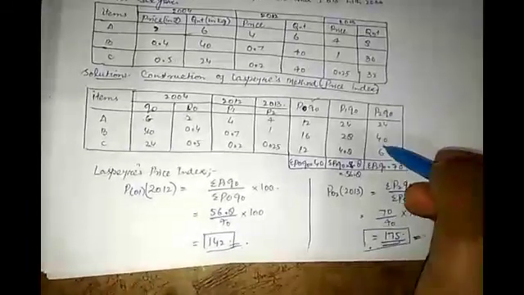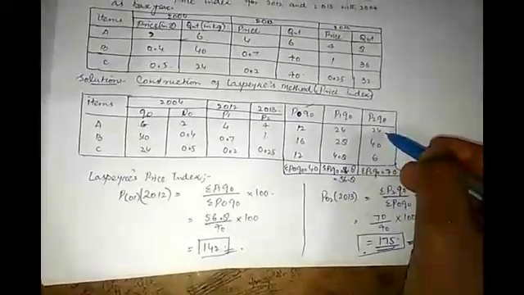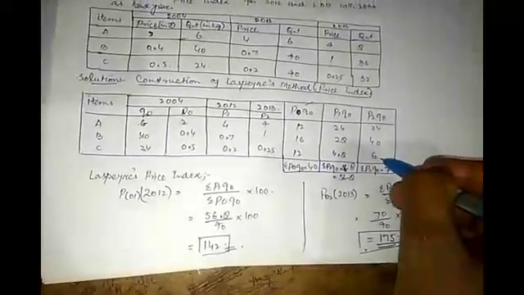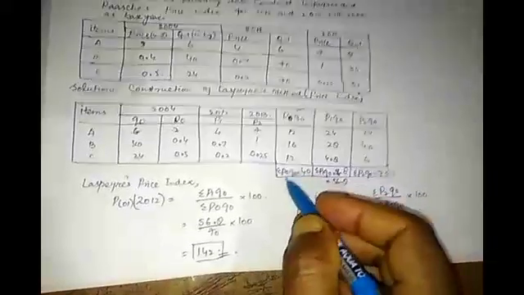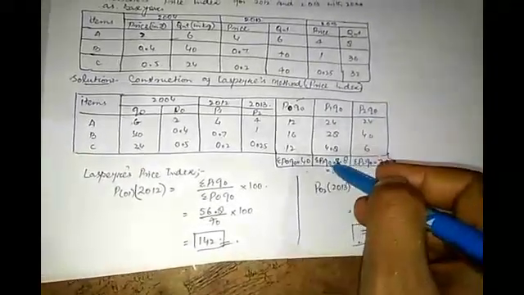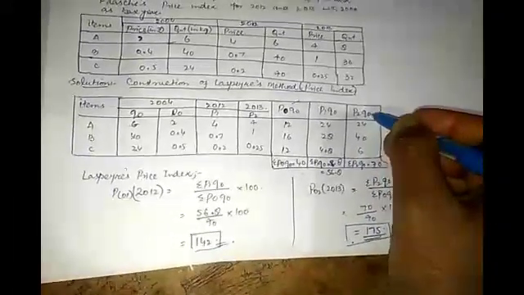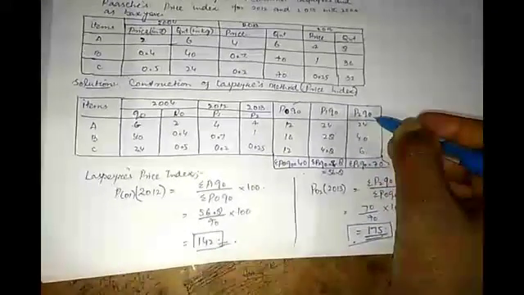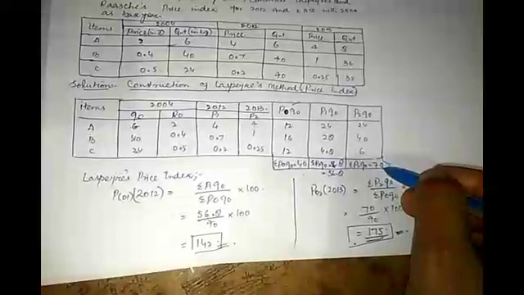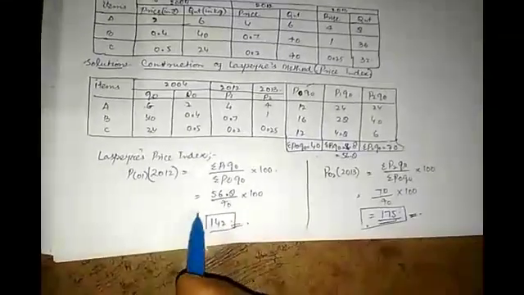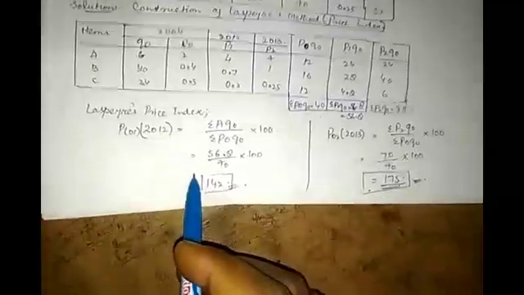Then we move to P2 and Q0. We find the values are 24, 40, and 6. After that, we do the summation of P0Q0. It was equal to 40. And the summation of P1Q0 was equal to 56.8. The summation of P2Q0 was equal to 70. Then we move to Laspeyres price index method.